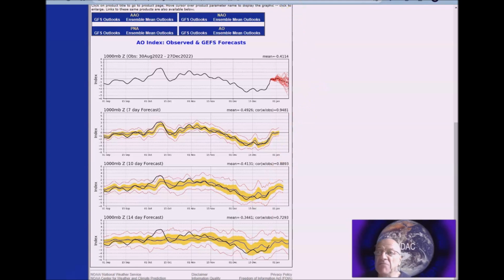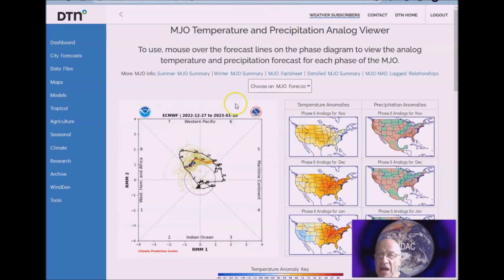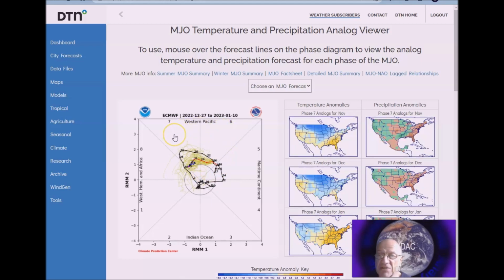We're going to take a look at the MJO. And the MJO is in phase five. Look what it brings, phase five. Warm for December, even going into January. And if it goes into phase six, it's still milder. We have to get to phase seven, but that might occur later on in the period. So that's the way it looks right now.